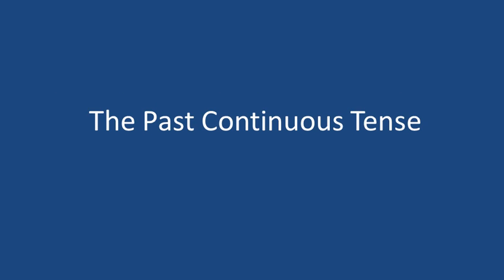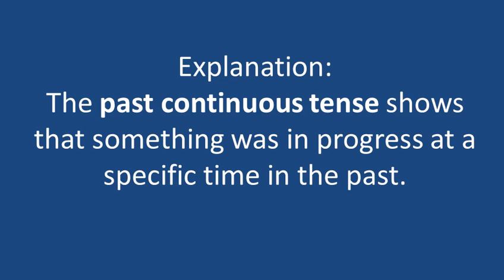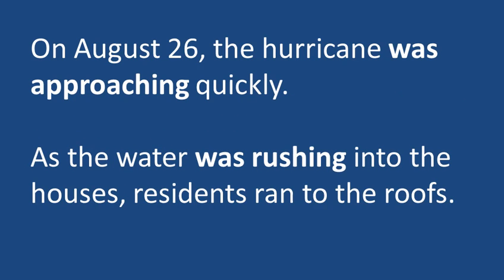Okay, the past continuous tense. The past continuous tense shows that something was in progress at a specific time in the past. So on August 26th, the hurricane was approaching quickly. The specific time in the past is August 26th, and at that time this thing was happening.